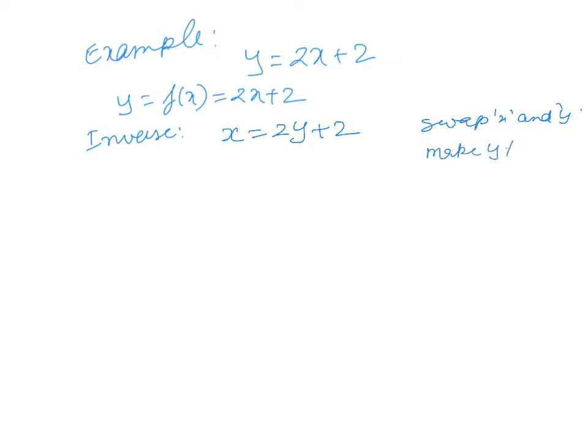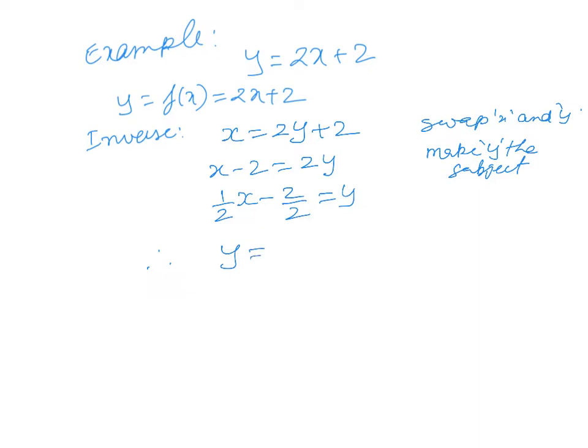Now my second step is to make y the subject of the formula. Therefore x minus 2 is equal to 2y, or in other words, 1 over 2 x minus 2 over 2 is equal to y. In conclusion, I can write y is equal to 1 over 2 x minus 1. So this is my f inverse.